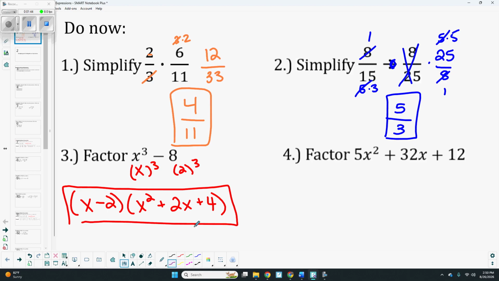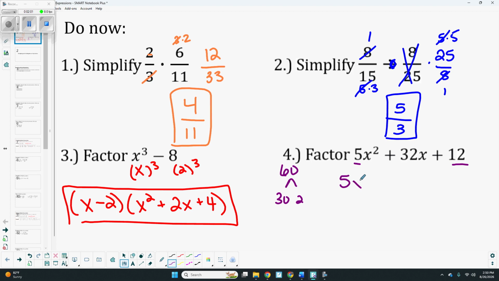And for our last one here, we have a number in front of the x squared, so that would be 5 times the 12 first to get 60. We would go through all the factors of 60 till we found the ones that add up to 32. So I see that that's 30 and 2, right? 30 times 2 is 60, 30 plus 2 is 32.